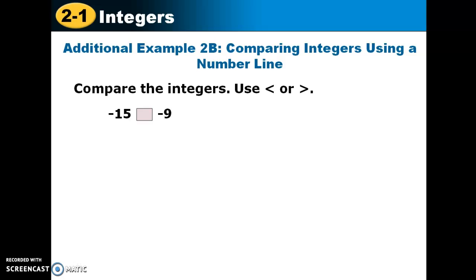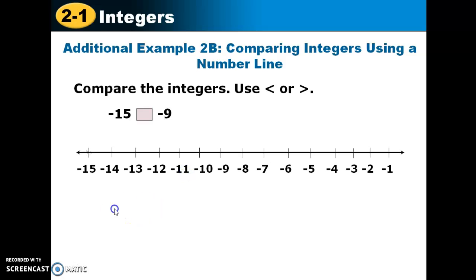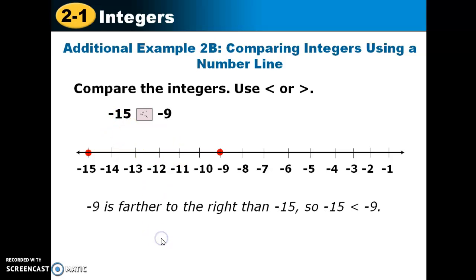Well, it is, but we're talking now -15. So I want to compare -15 and -9 on a number line. And I notice that -15 is way off to the left here. So this is actually smaller than this -9. So we're going to say -15 is less than -9.